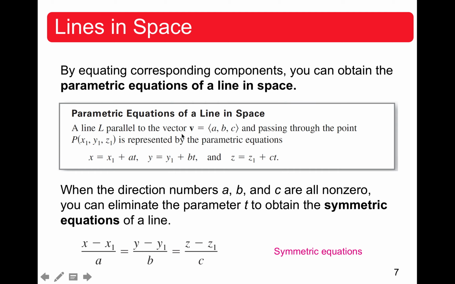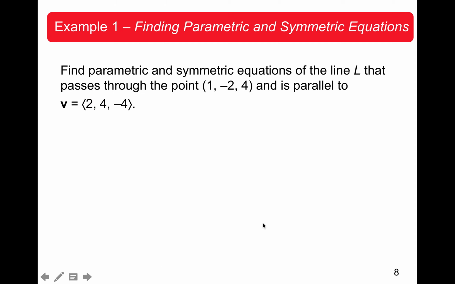And then from that we can get the symmetric equations. So if you see, each of these has a t in it. So if we were to solve for t, which would be the same value for all of them, that t would equal x minus x1 over a, or y minus y1 over b, or z minus z1 over c. So those are our symmetric equations.